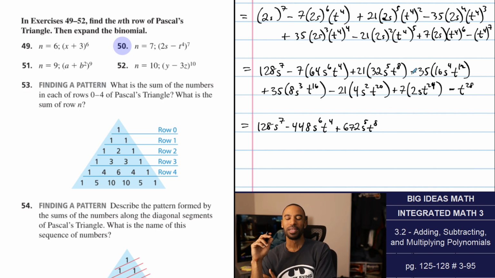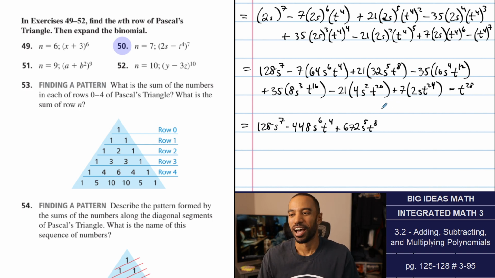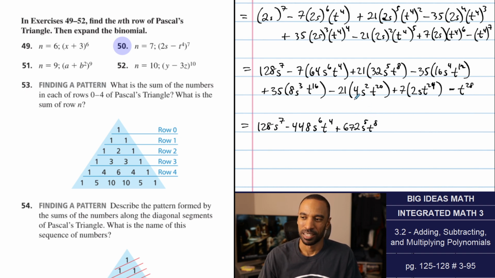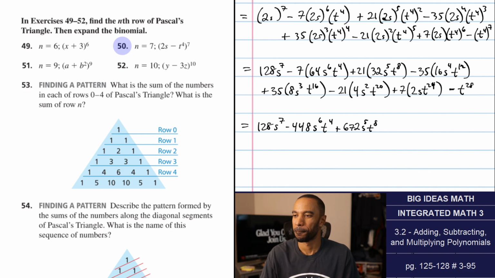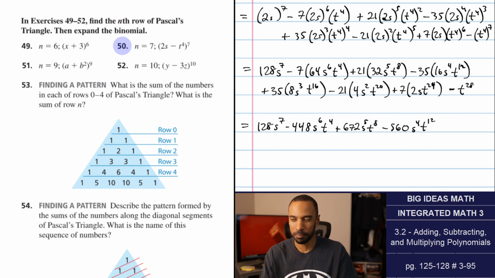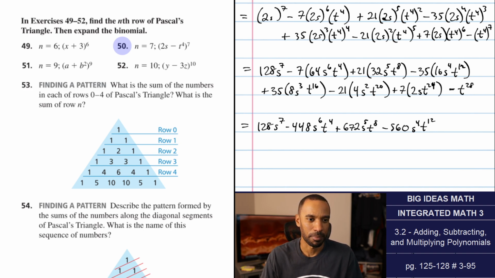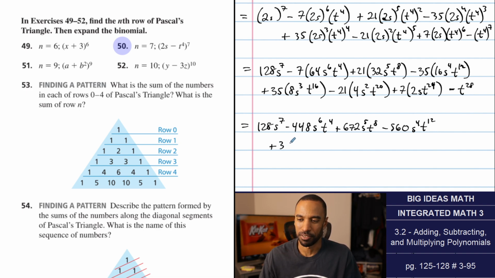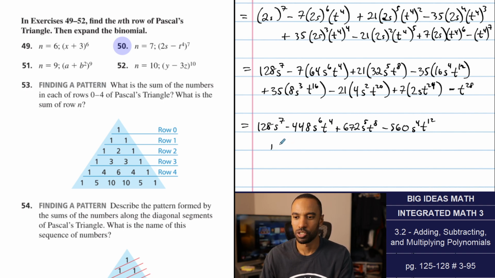I can hear people saying, you know what's interesting about this? I'm gonna say it after I'm done. It has to do with standard form. Minus 560 s to the 4th, t to the 12th. All right, 35 times 8 is 280. Because it's 70 times 4. 21 times 4 is 84.